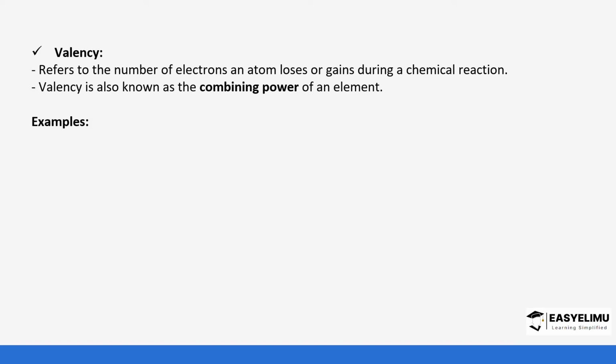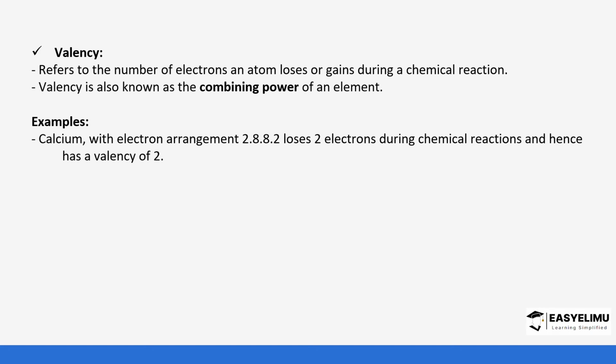And you can see the difference between valence electrons and valency. Valence electrons are on the outermost energy level. Valency now is the number of electrons lost or gained. So let's look at some examples.